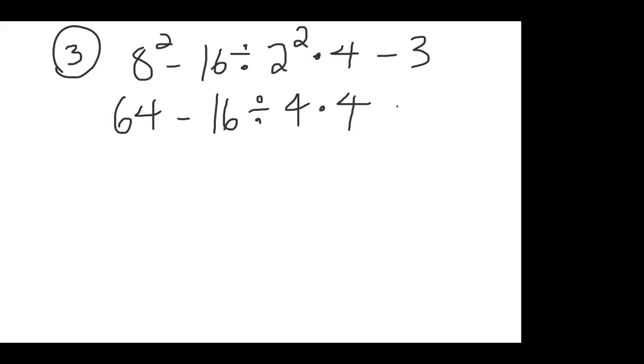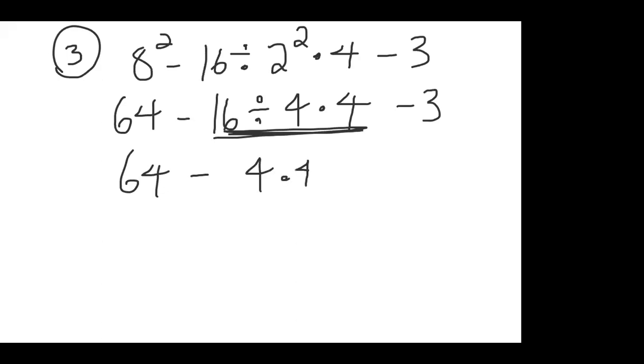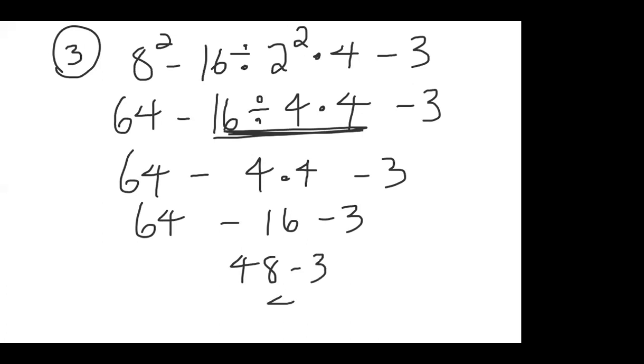Okay, 2 squared is 4. I'm going to bring down the times 4. Now, guys, notice we have both division and multiplication right here. So you want to go ahead and work it out from left to right. So you do 16 divided by 4, which gives you 4, and then you'll be left with 4 times 4. You do the 4 times 4, that gives you 16. And then 64 minus 16 gives you 48. And then 48 minus 3 leaves you with 45. And there you are, guys. Just like that. Okay, any questions?